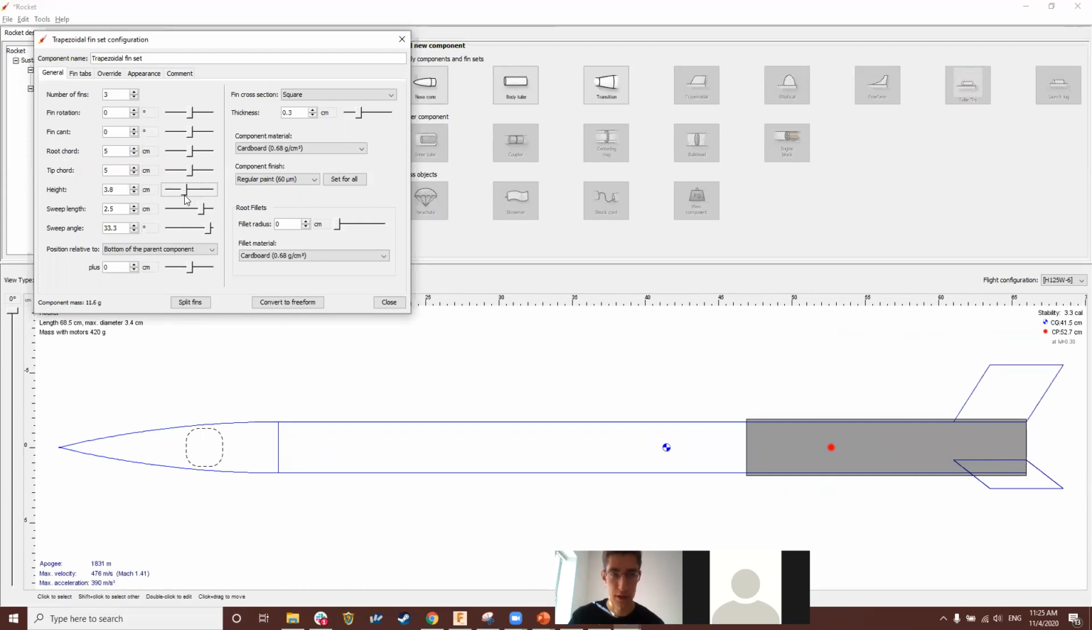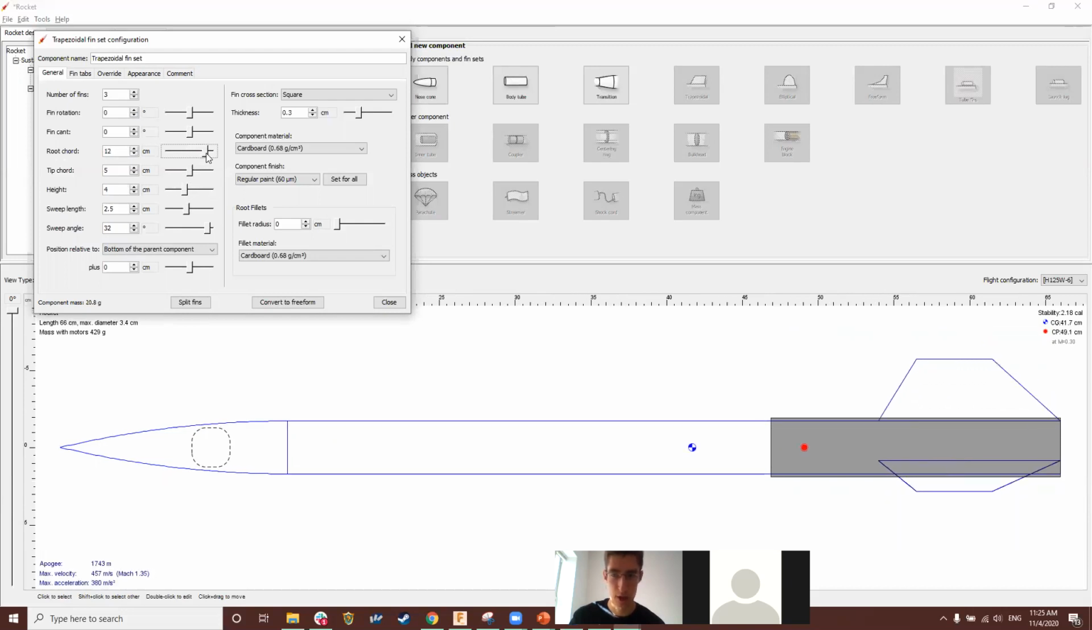So it's better to keep your fins short, but maybe you can increase the root chord. It's not a problem if you have this number high, because you're going to have epoxy all over that length, so that's going to keep your fins secure. You can also increase this one.